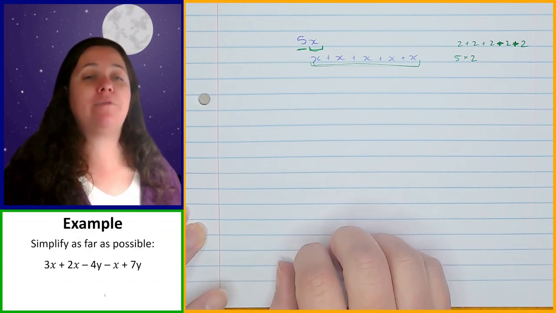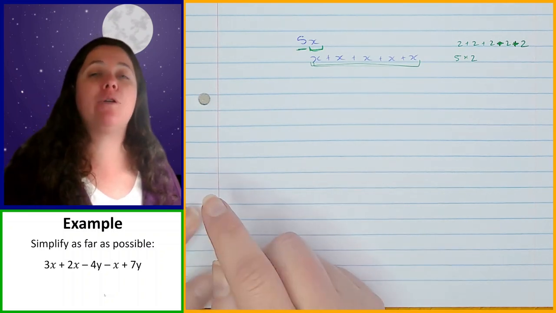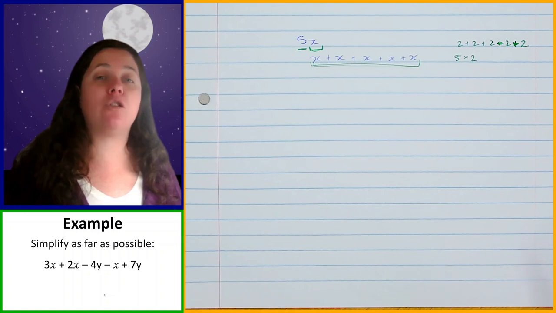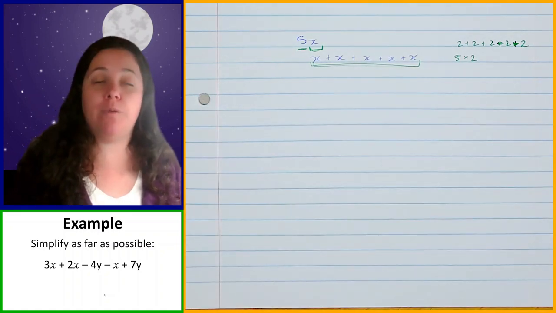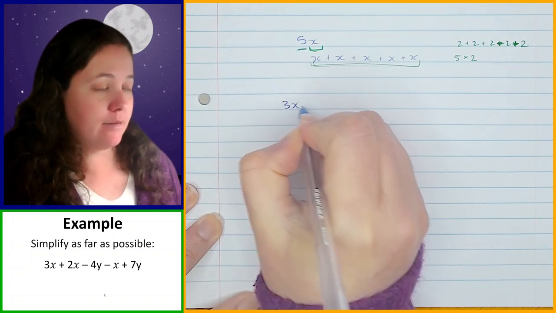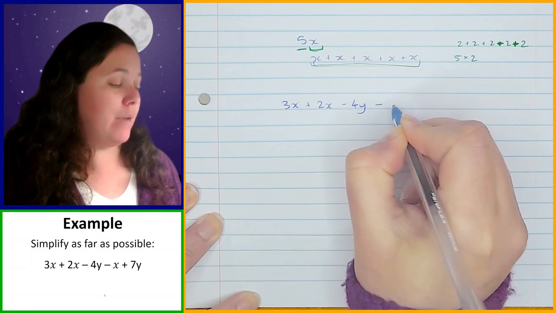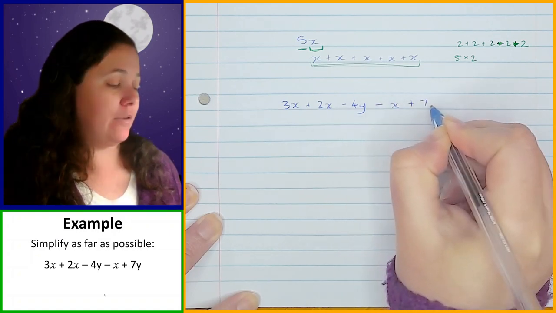Okay, so now we're going to do an example. In this example, we have to simplify as far as possible. Now, the reason it says as far as possible is because we're not necessarily going to be able to combine everything into one term. So in this example, I've got 3x plus 2x minus 4y minus x plus 7y.